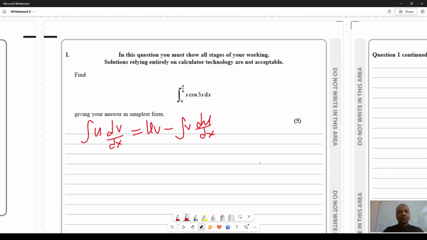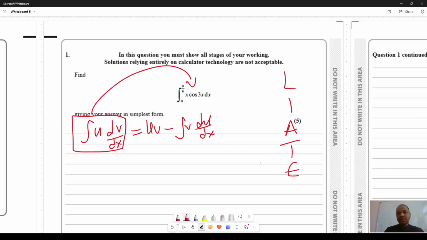So how do we know which one is u? Remember, we're integrating something like this. Here our u is x, but how do we know? The rule is L I A T E. L is logs. This is our choice for choosing u, to know the one that will be u.